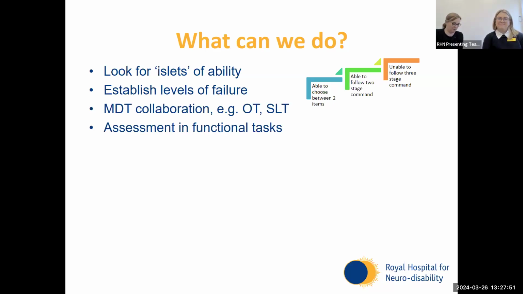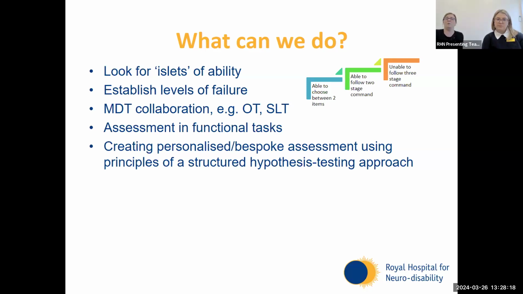And I'm sure any OTs, SLTs, and indeed other members of the multidisciplinary team who are on this call will be saying, what about the MDT? Well, obviously, this is very much an MDT collaboration, and a lot of that work might be being done by the OT and the SLT. And potentially we're all working on similar things in slightly different ways or completely in collaboration in joint sessions, and very much looking at assessment in functional tasks. So what we're really doing then is thinking about how do we create a personalised approach to assessment, but very much from that clinical psychology perspective of a structured hypothesis testing approach.